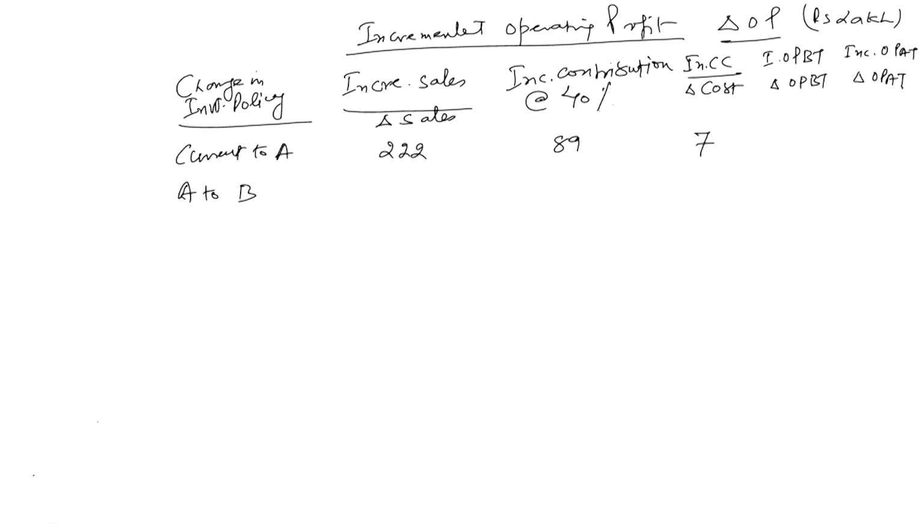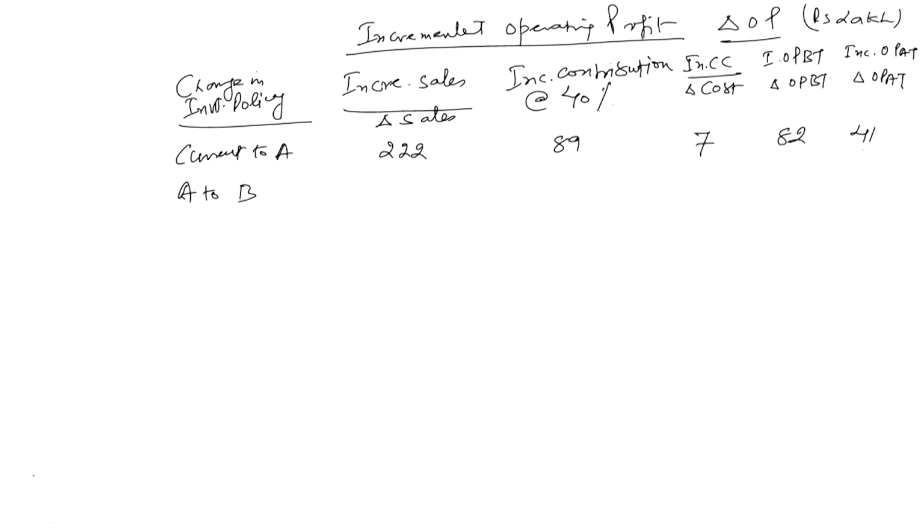So, 220 of sales at the rate of 40% contribution, 89 lakhs of contribution is going to be added, and carrying cost is going to increase by 7. So, finally, operating profit before tax is 82, and after taxes, because the tax rate is 50%, after tax operating profit will be 41 lakhs, in rupees lakhs.